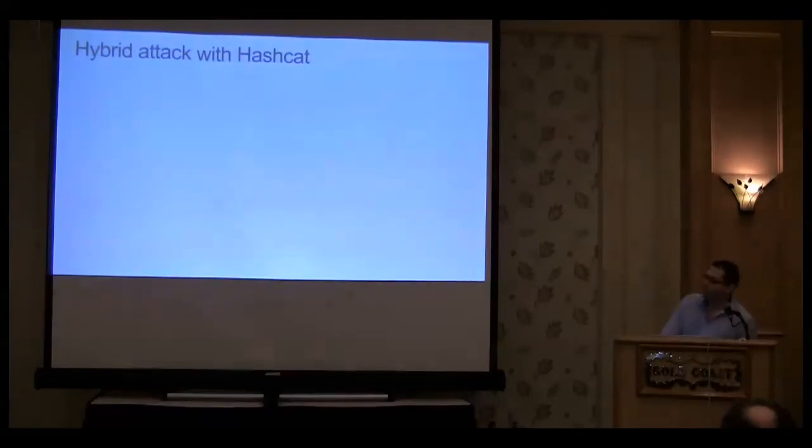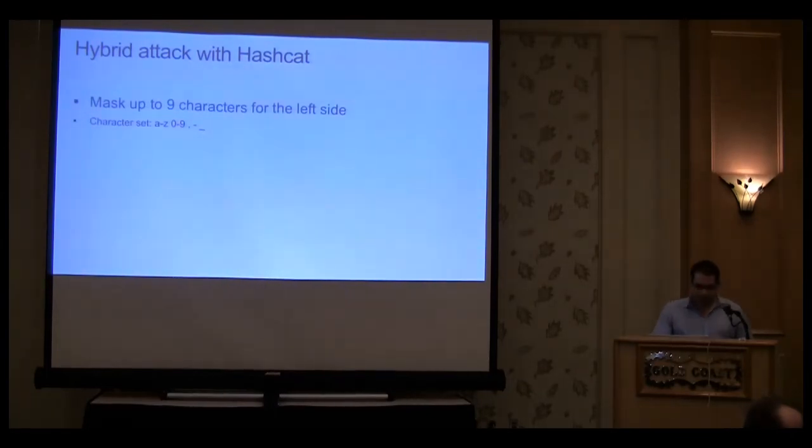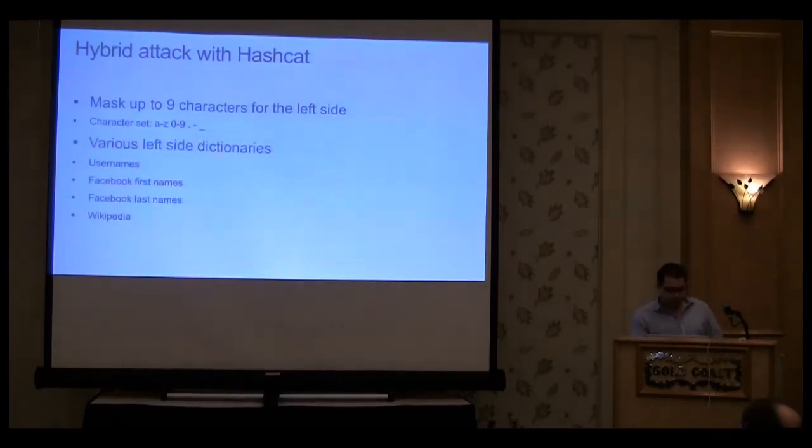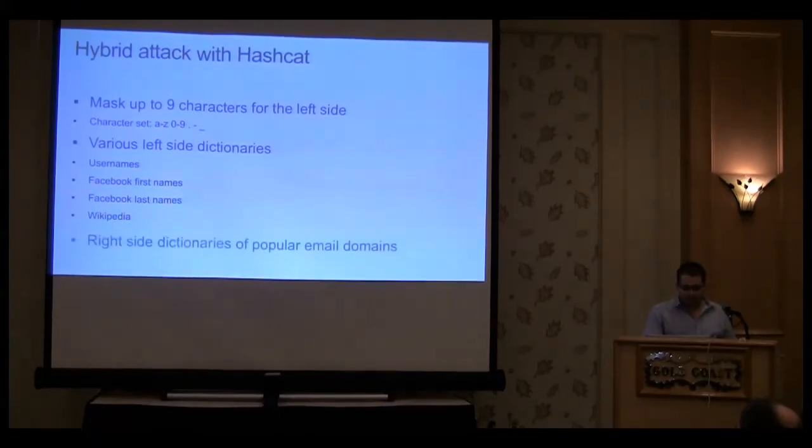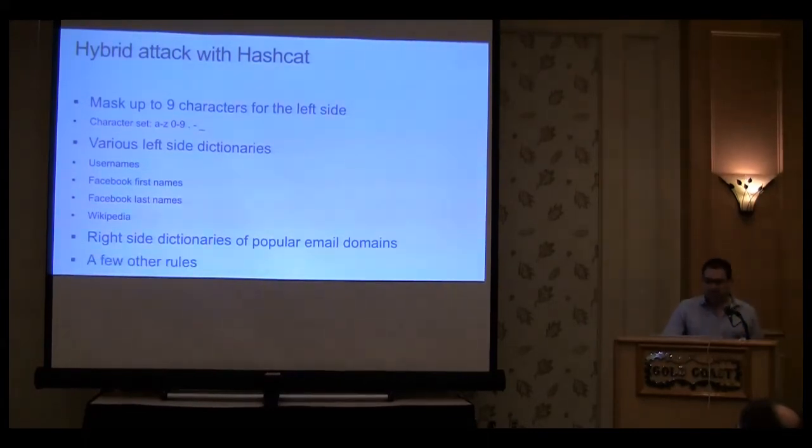Okay. So what I did was a hybrid attack with Hashcat, with a character set of A-Z, 0-9, and dot, dash, and underscore. That's the mask side in Hashcat. For the direct dictionaries, on the left side the dictionary was usernames, because very often the username can be the same as the email. Then the list of Facebook first names, the list of Facebook last names, and also a dictionary of words from Wikipedia. And of course, for the right side, a dictionary of popular email domains and a few other words.